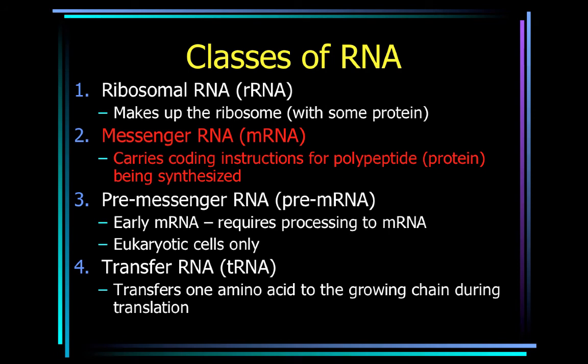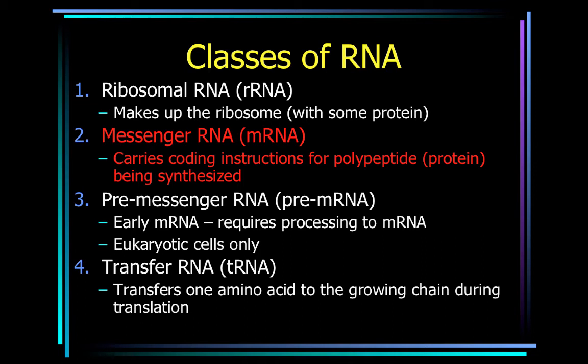So there's several classes of RNA, or ribonucleic acids. The first one that we're going to talk about is ribosomal RNA, abbreviated as rRNA, and this makes up the ribosome. There's a little bit of protein associated with it, but primarily it's going to be made up of RNA material. The second major class of RNA, and the one that we're going to talk about a lot because it's actually the product of transcription, is messenger RNA. So messenger RNA very much carries the message from DNA to protein.